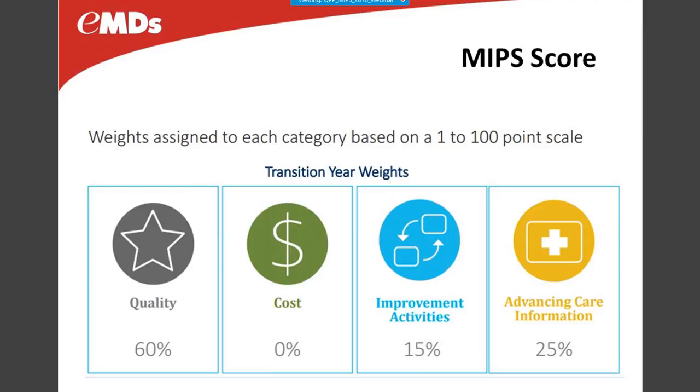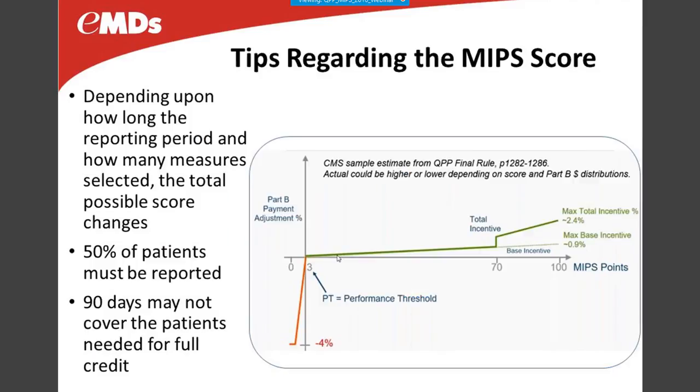Now, I wanted to show this picture to outline a little bit more about what I've been saying regarding the time for which the data is submitted. A couple of points here on the left. Depending upon how long the reporting period is and how many measures the clinician selects, the total possible score will change. 50% of patients are required to be reported on, including all payers. So that means that 90 days may not cover the full percentage of patients needed for full credit. This is why it's much more likely to receive a more positive payment adjustment and more bonus points for submitting longer periods of time.